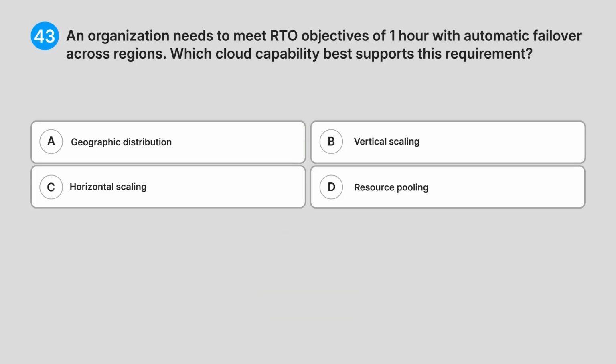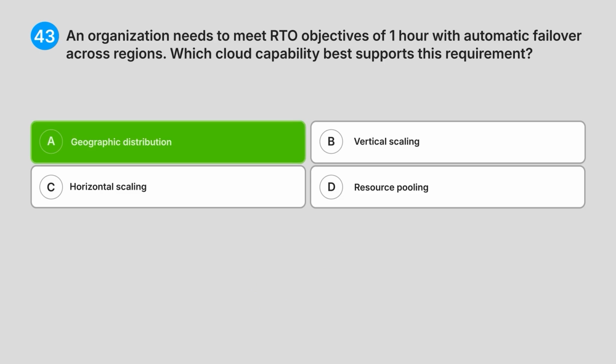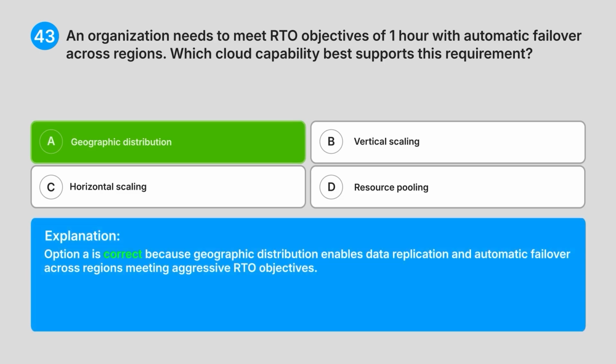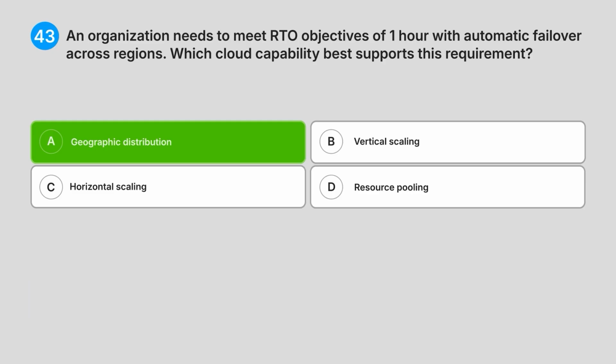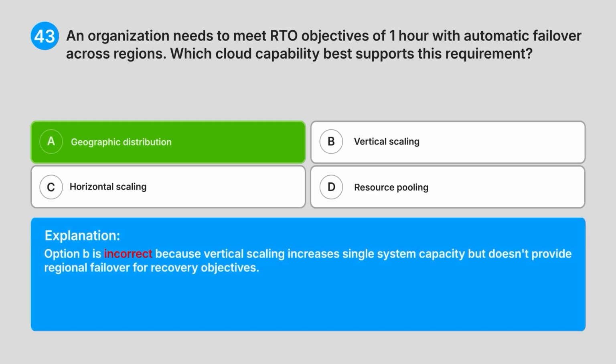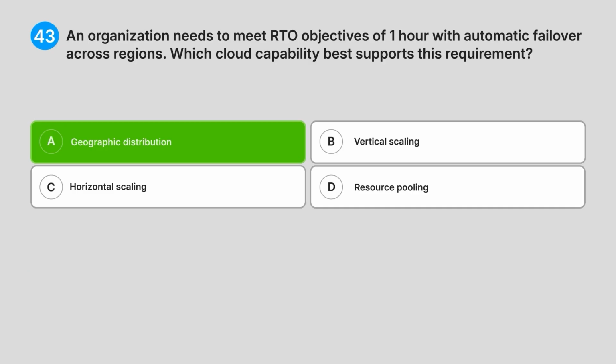Correct answer: A. Geographic distribution. Explanation: option A is correct because geographic distribution enables data replication and automatic failover across regions meeting aggressive RTO objectives. Option B is incorrect because vertical scaling increases single system capacity but doesn't provide regional failover for recovery objectives.